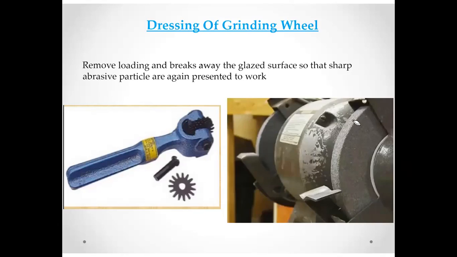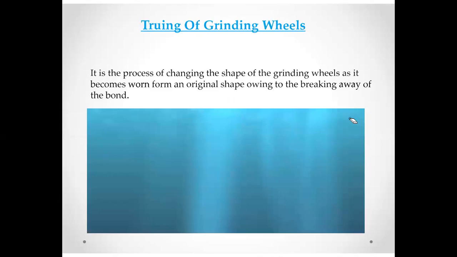What happens here is quite similar to machining. The top layer of material is removed from the grinding wheel. When you remove the top layer, the layer below is exposed, and the abrasive particles in that layer are as sharp as at the start of the wheel. So this process is called dressing.